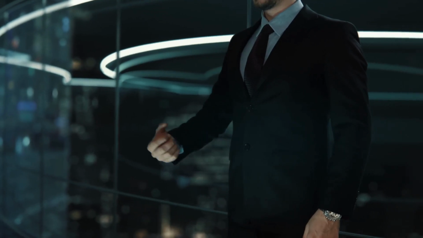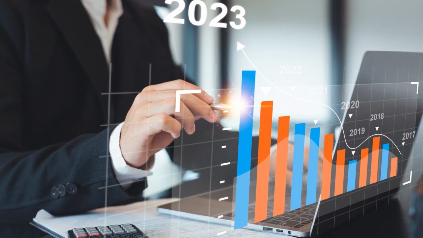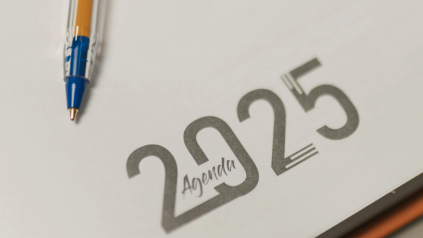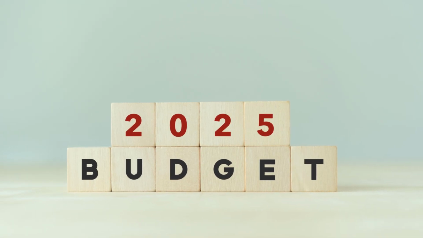Start the budget with revenue goals. Set a yearly revenue number first, then split it into quarters and months. This gives a clear monthly target to hit. List fixed and variable costs next.